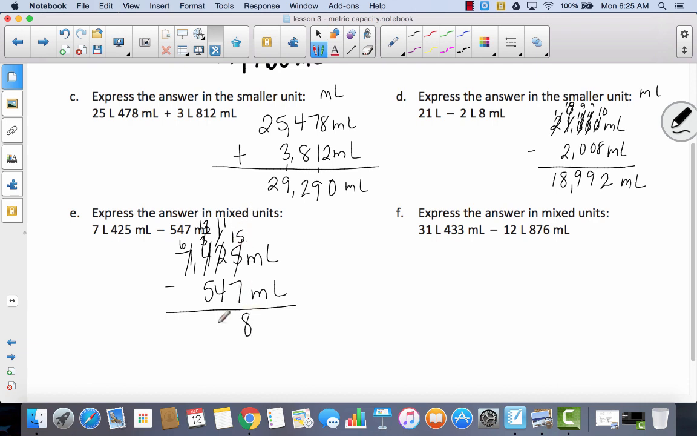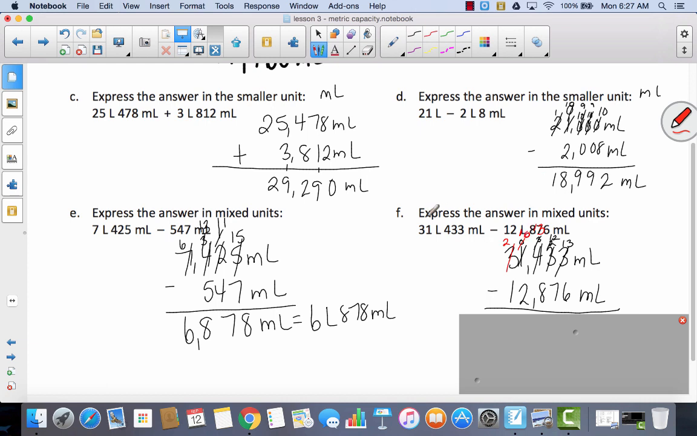I have 8, 7, and that's a 13 minus 5, which is 8. And then I have 6,878 milliliters. But it says I have to express my answer in mixed units. So that would be equal to 6 liters, 878 milliliters. All right, I want you to try to do the same thing for F. And then let's see what answer you get. If you get stuck, you can always press play. But I'd like for you to try to do it all by yourself, and let's see how far you can get.